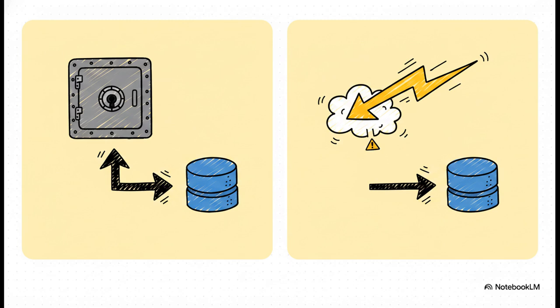On the totally opposite side, we have write behind. Here you write only to the cache and then asynchronously flush it to the database later on. It is unbelievably fast, perfect for massive telemetry streams or click tracking. But here's the catch. If that cache node crashes before the database syncs, that data is gone forever. Seniors only use write behind when they are perfectly fine with data spontaneously vanishing into thin air.